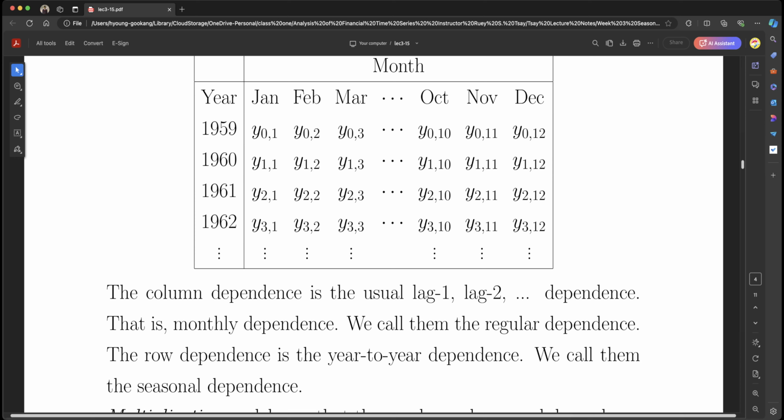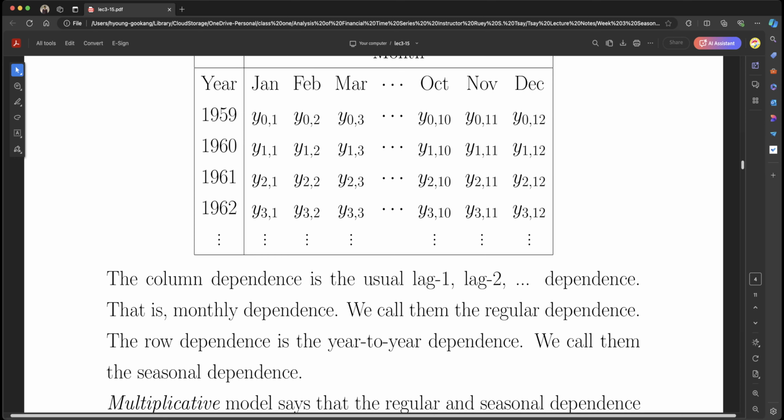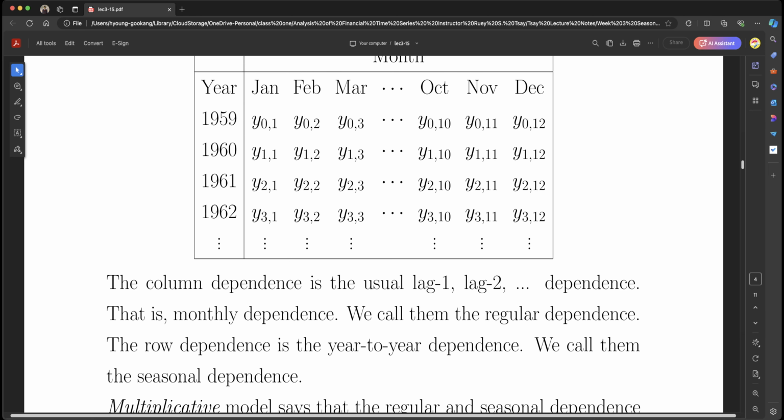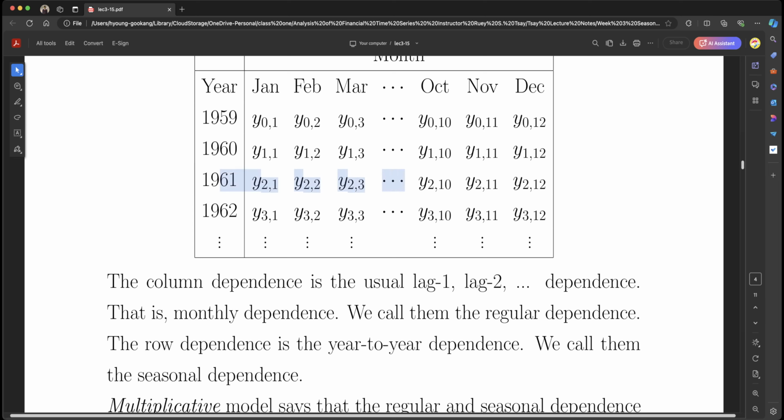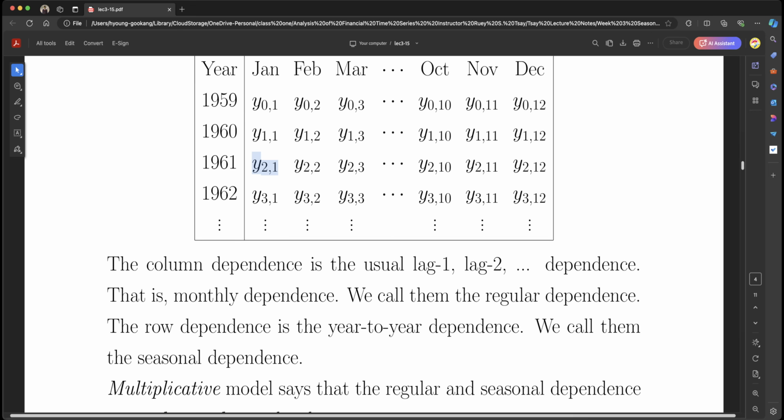However, there is also yearly dependency. For lag 1, lag 2 dependency, this is monthly dependence. We call them the regular dependence. Now the dependence across years, this one and this one. This possibly depends on this, right? So to relate the year-to-year dependence, we call them the seasonal dependence.